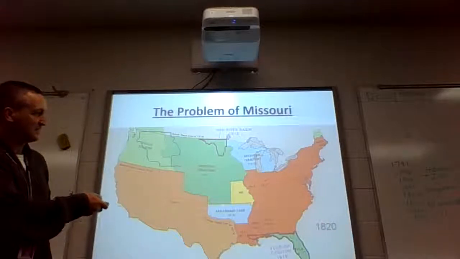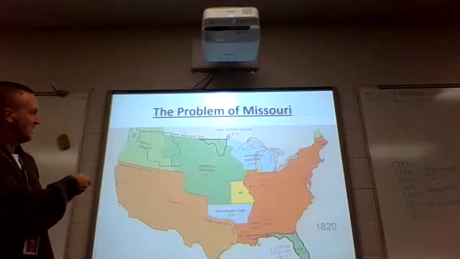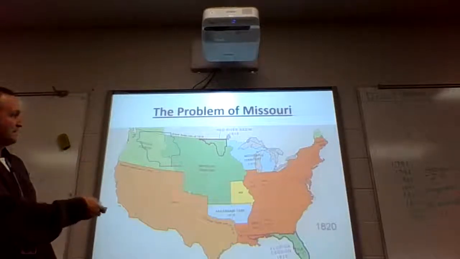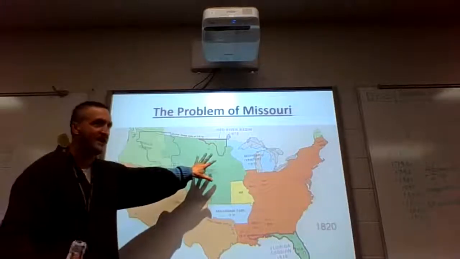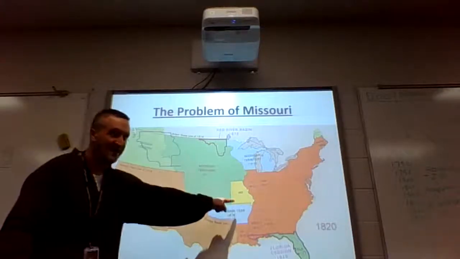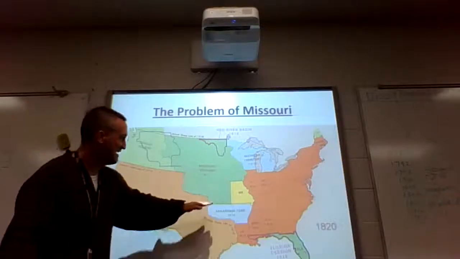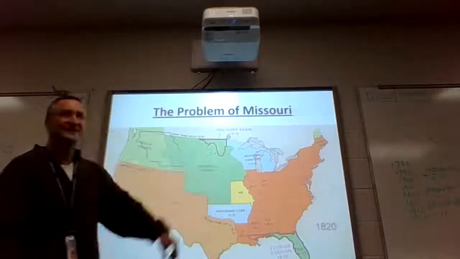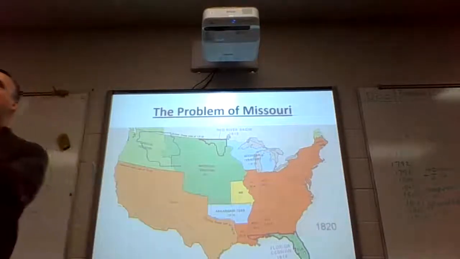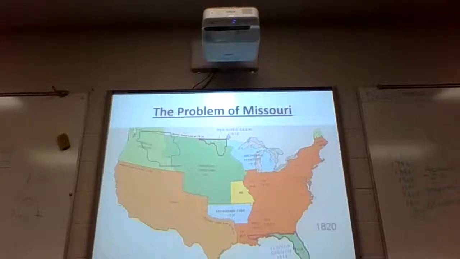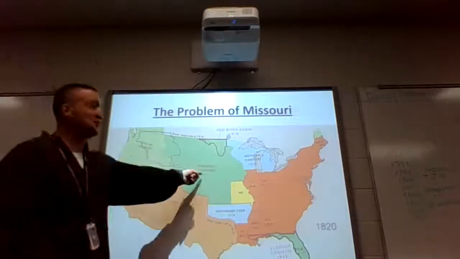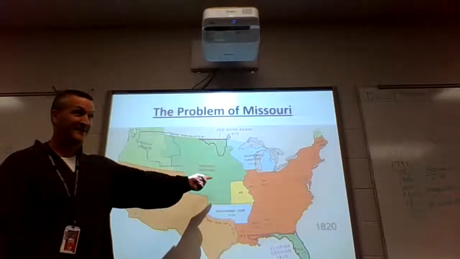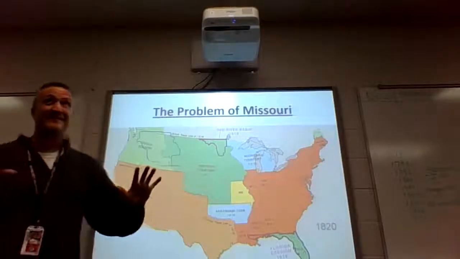Now, that creates this big green glob here. See that big green glob there? All that is the Louisiana Territory minus Missouri and minus everything south of this line. See it? That green glob, no slavery will be allowed in this chunk of land, which is not a state, it's a territory. You understand? It isn't a state yet.